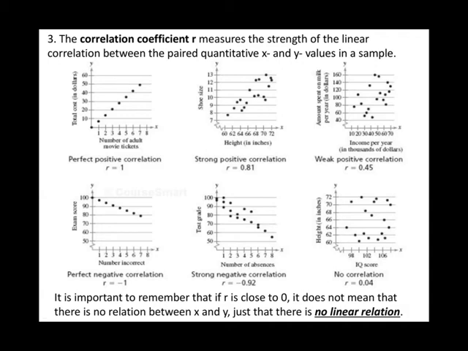It is important to remember that if R is close to 0, it does not mean that there's no relation between X and Y. You can only say there is no linear relation. Remember there are different types of correlation. Since we only studied the linear correlation, even though you find your R close to 0, you have to look at the scatter plot to see if they have any other pattern. If they don't, then you could say no correlation.